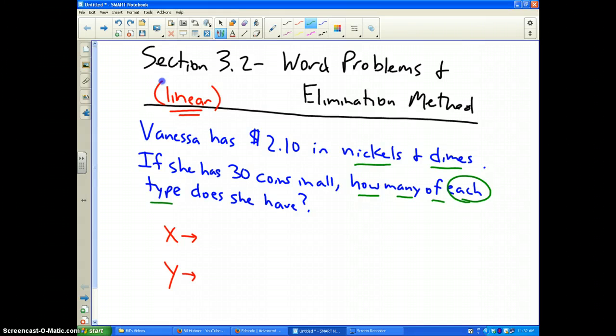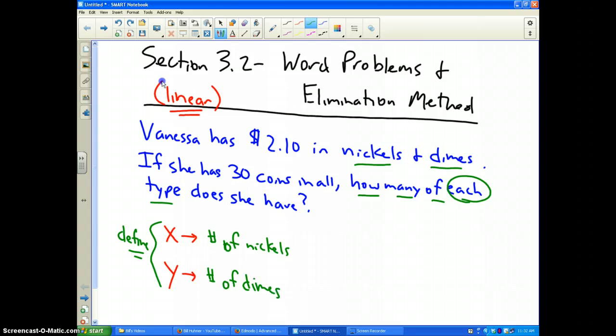It doesn't matter which variable is which. You just need to define them and identify to yourself which variable is which. So I'm going to pick x as the number of nickels, and y as the number of dimes.